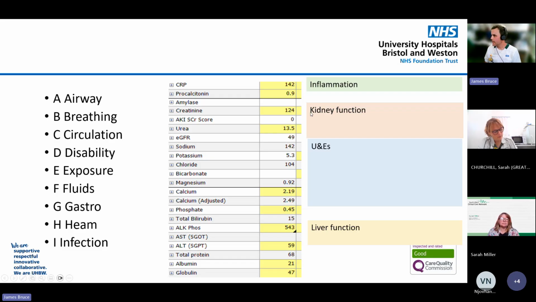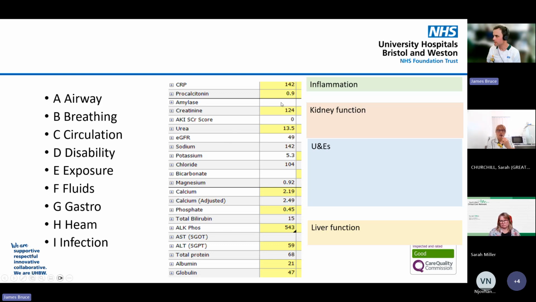So if we just look at the slide here, this is somebody's real numbers. Obviously, they're in a bit of a pickle, aren't they? So they've got an active infection. They've got an inflammation marker here of 142. Everybody on the course should have a CRP of 0 to 5, really. So this person's pretty high. Obviously, we see it higher, but they've got an active infection there.